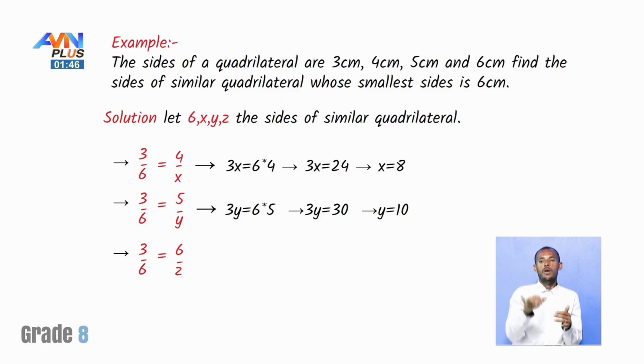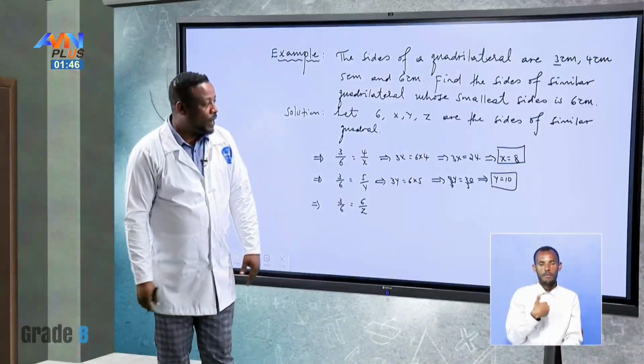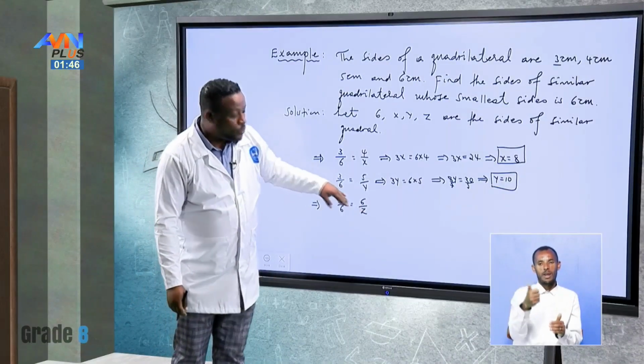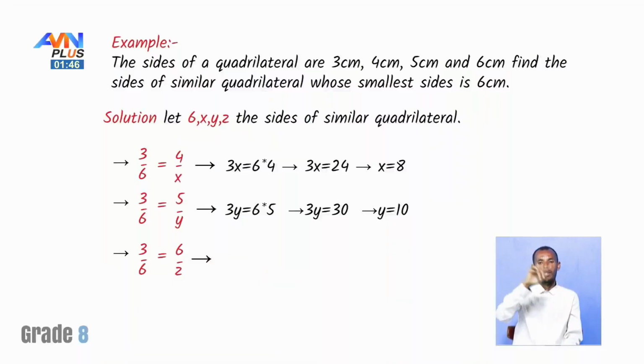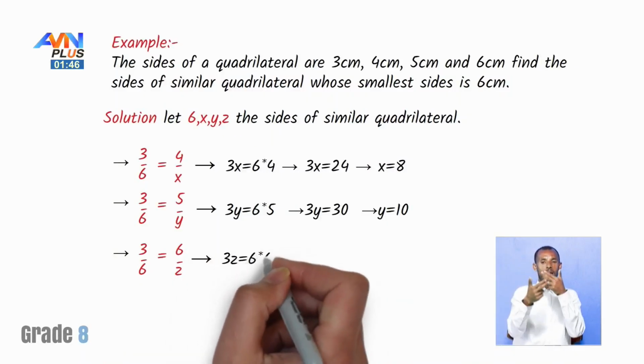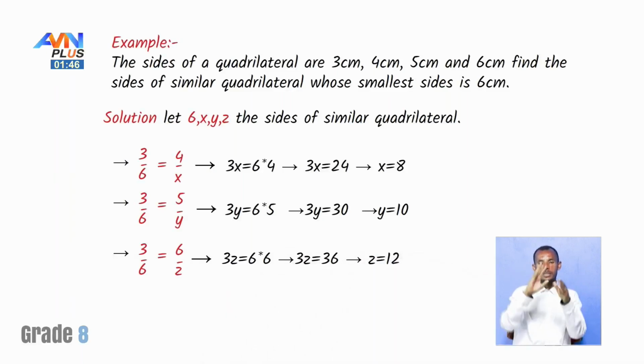So whenever you divide both sides by 3, you get the y value, which is 10. Okay, we have the value of y. And lastly, we need to crisscross the third equation and obtain the value of z. So 3 times z is equal to 6 times 6. Okay, so this gives us 3z is equal to 36. Now divide both sides by 3, then you will get z is equal to 12.